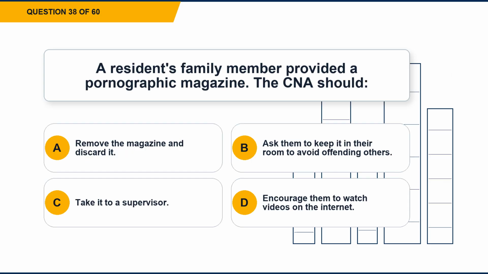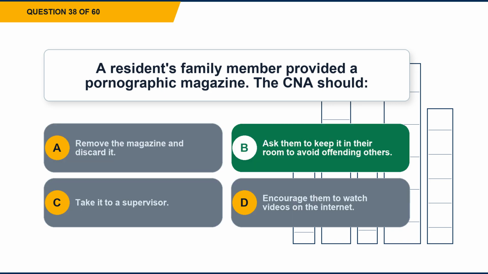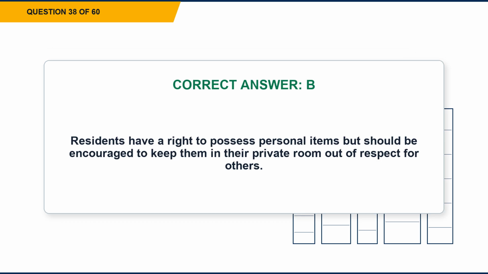Question 38. A resident's family member provided a pornographic magazine. The CNA should: Option A. Remove the magazine and discard it. Option B. Ask them to keep it in their room to avoid offending others. Option C. Take it to a supervisor. Option D. Encourage them to watch videos on the internet. The correct answer is option B. Ask them to keep it in their room to avoid offending others. Explanation. Residents have a right to possess personal items but should be encouraged to keep them in their private room out of respect for others.